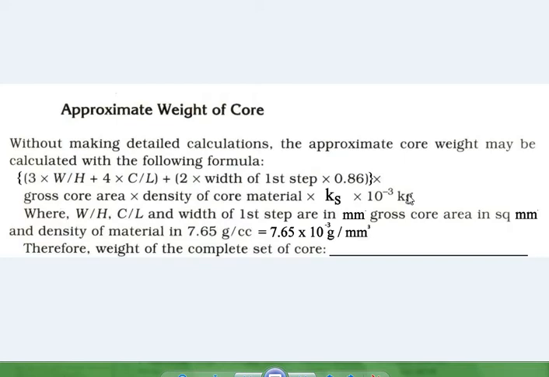The density of core area is 7.65. Yeah? 7.65.